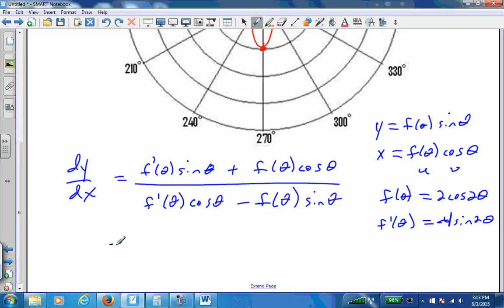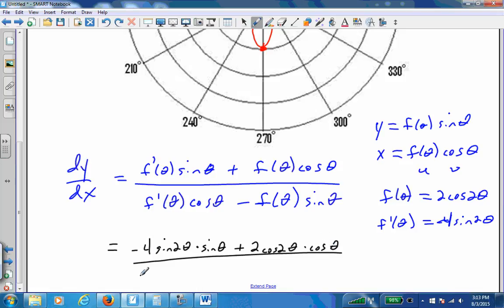So our derivative in general is minus 4 sine 2 theta times sine theta plus our function 2 cosine 2 theta times cosine theta, all over minus 4 sine 2 theta times cosine theta minus 2 cosine 2 theta times sine theta.